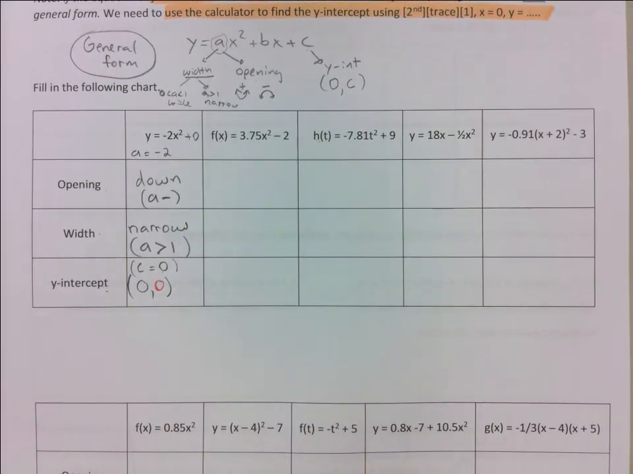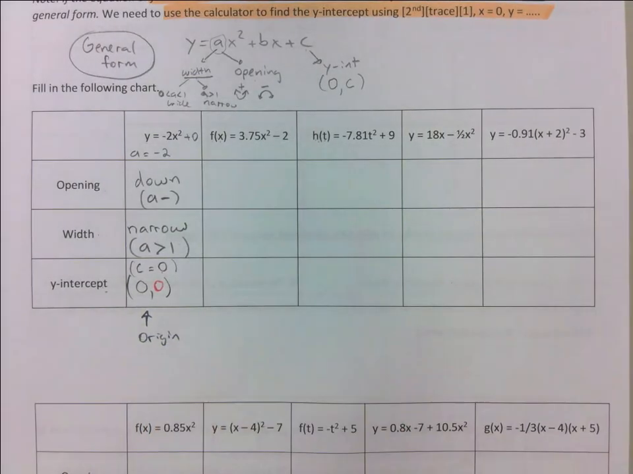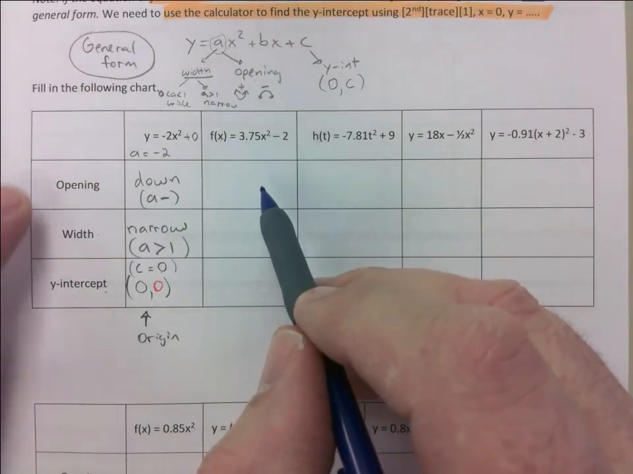What do we call that point? Starts with an O. Origin. Yes. (0, 0) is the origin. It's right at the center of your x and y, of your Cartesian plane. Okay, let's try one more.